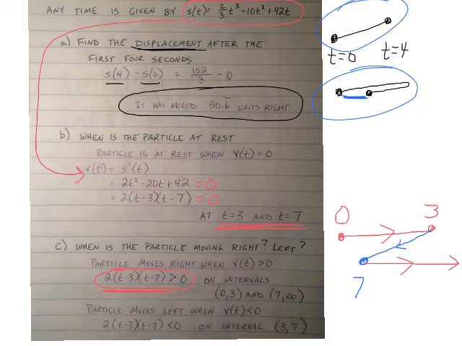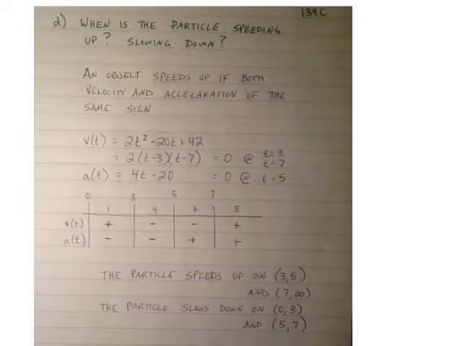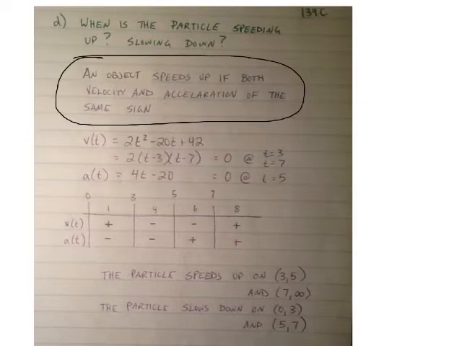Alright, moving to the next page. When is the particle speeding up or slowing down? This concept of speeding up or slowing down is a struggling point, but if you can just remember, an object is speeding up if both velocity and acceleration have the same sign. The way I set up to determine whether or not they have the same sign is I'm going to find the intervals where their sign changes.